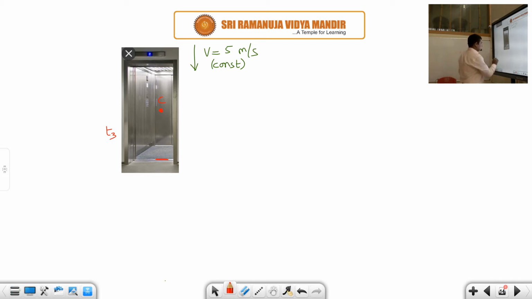So first step is what, students? Solving from the ground frame. Writing the values from the ground frame. That means stand on the ground and write down the values for the lift and the coin.